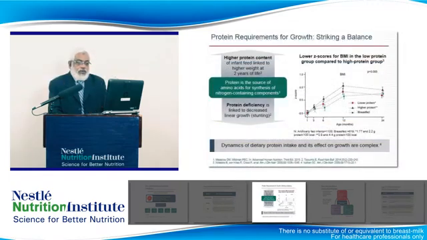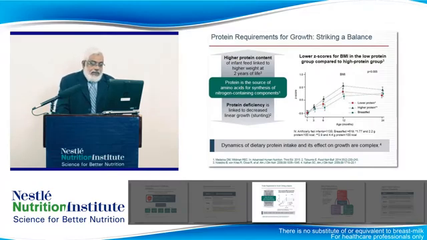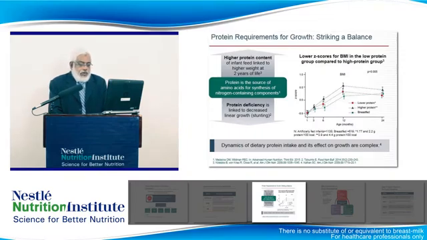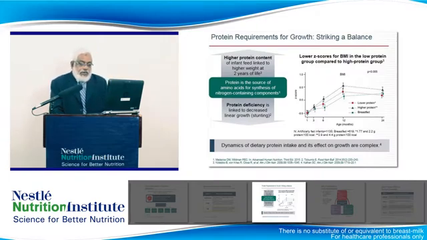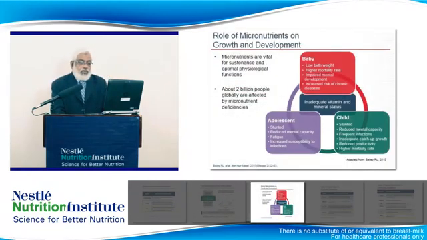Protein requirements for growth, striking a balance. Higher protein content of infant feed is linked to higher weight at 2 years of age. Protein is the source of amino acids for synthesis of nitrogen-containing components. Protein deficiency is linked to decreased linear growth. The dynamics of diet and protein intake and its effects on growth are complex. In this curve, there is a lower Z score for body mass index in the low protein group compared to the higher protein group. Role of micronutrients on growth and development.